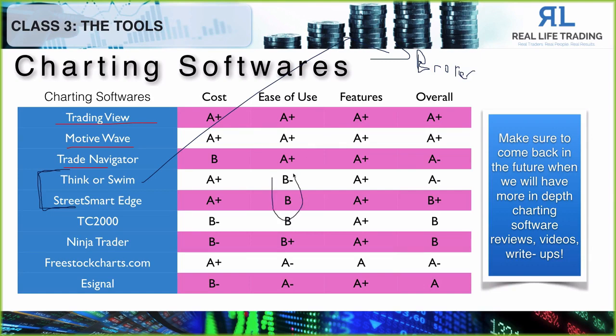In fact, looking at this graph again, it reminds me that I should probably never be a kindergarten teacher. I grade way too easily. I can make those much, much lower, like C's, D's. Thinkorswim and Street Smart Edge, not the easiest to use. They're phenomenal platforms, very, very good. A+ on the features, for sure. Incredible stuff. But ease of use, quite low.